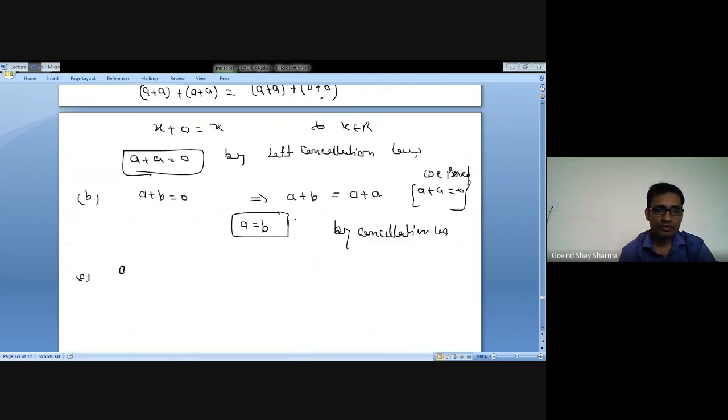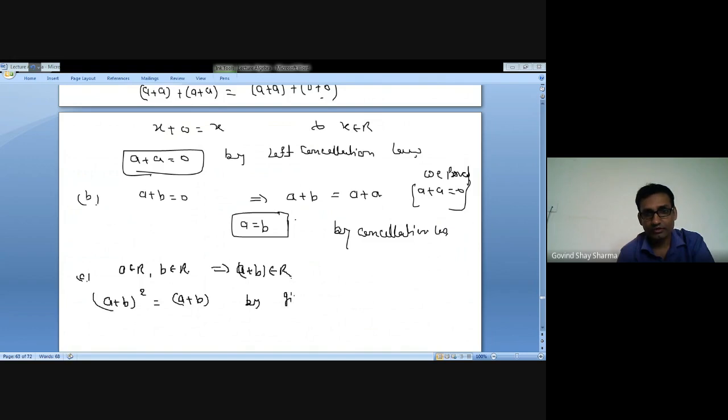See, if a belongs to R, b belongs to R, then a plus b belongs to R, because for addition, R is an abelian group and group satisfies the condition of closure. So if a belongs to R, b belongs to R, a plus b belongs to R, and a plus b by given condition.